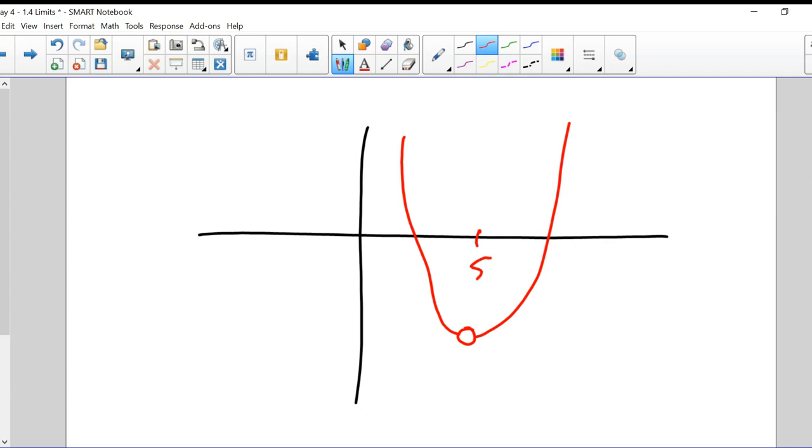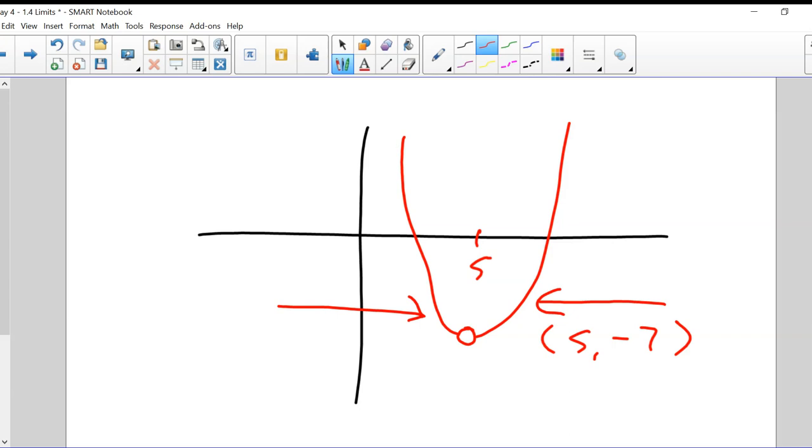So the fact is, this function does not exist at 5. There's nothing there, right? The function has a hole at 5. It's undefined at 5 because of the hole. But as you approach 5 from the right, and as you approach 5 from the left, you're still, let's say this hole was at 5, minus 7, and I'm just making up a number here.